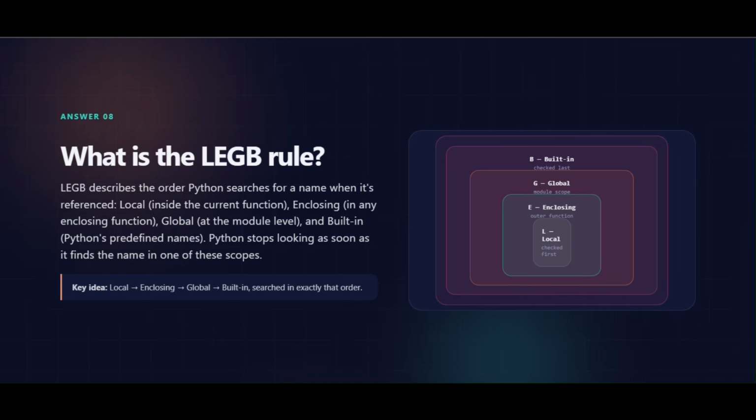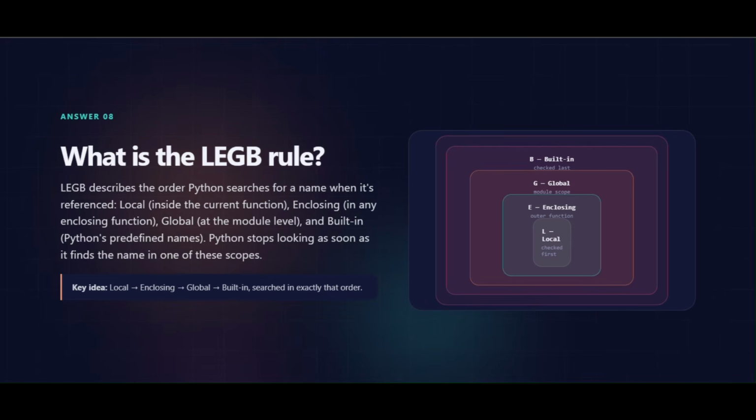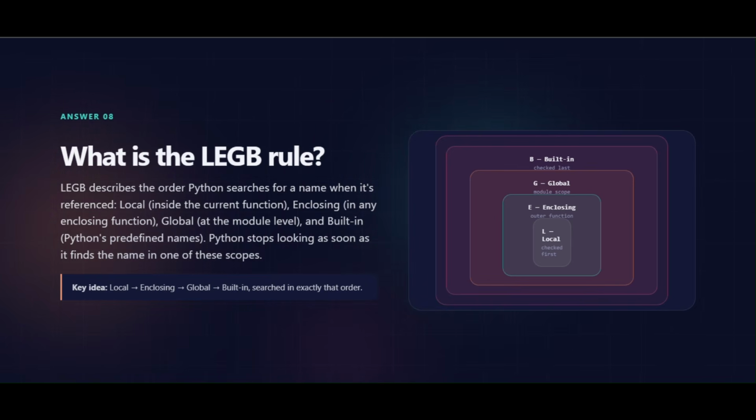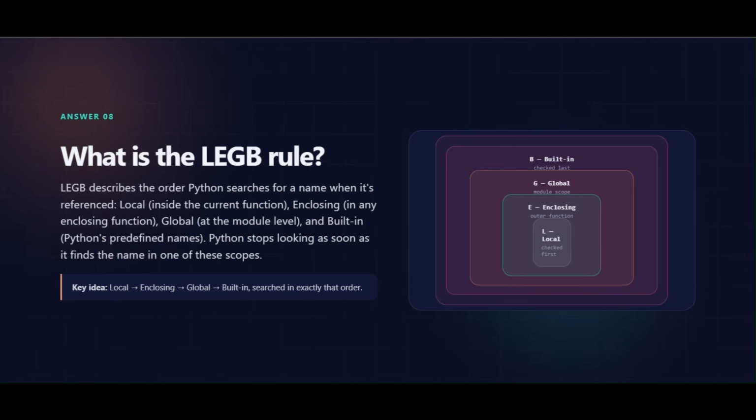LEGB describes the order Python searches for a name when it's referenced. Local, inside the current function. Enclosing, in any enclosing function. Global, at the module level. And built-in, Python's predefined names. Python stops looking as soon as it finds the name in one of these scopes. So key idea: first search local, then enclosing, then global, then built-in. This is searched in exactly that order.